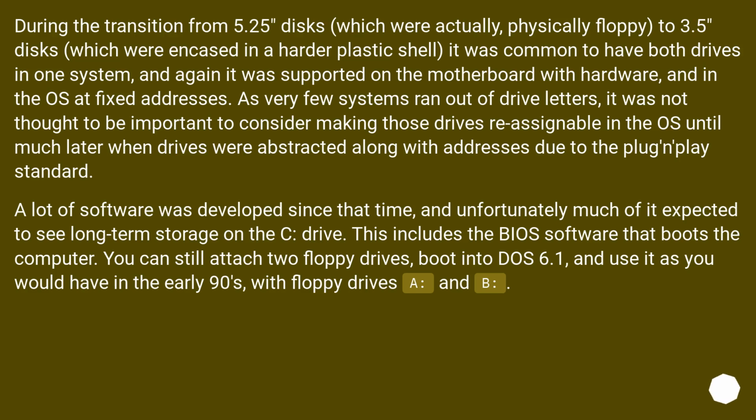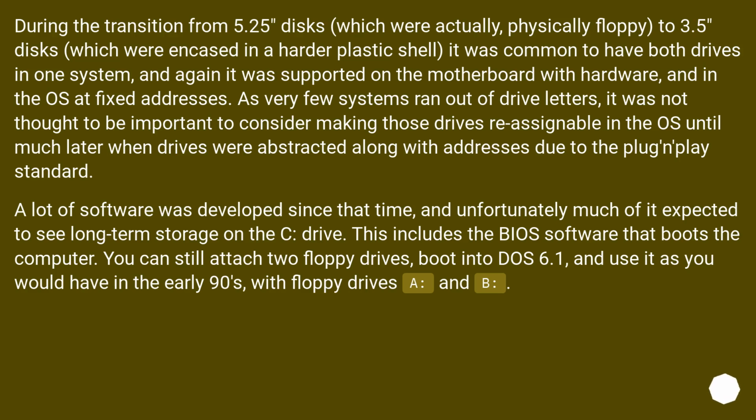During the transition from 5.25 inch disks, which were actually physically floppy, to 3.5 inch disks, which were encased in a harder plastic shell, it was common to have both drives in one system, and again it was supported on the motherboard with hardware, and in the OS at fixed addresses. As very few systems ran out of drive letters, it was not thought to be important to consider making those drives reassignable in the OS until much later, when drives were abstracted along with addresses due to the plug-and-play standard.